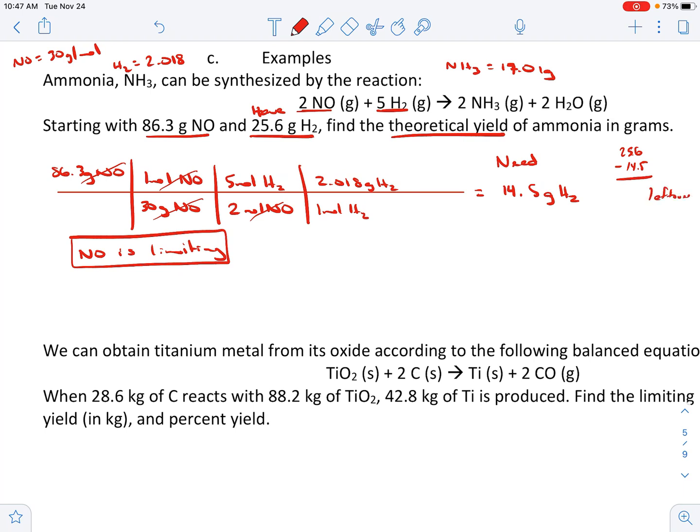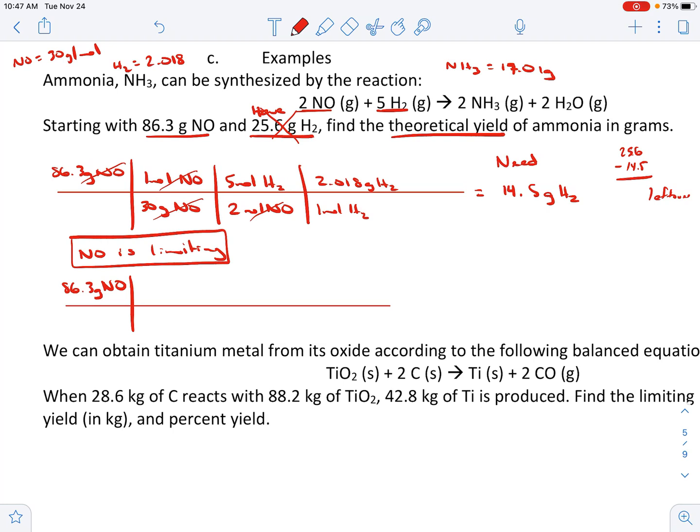All right, but it didn't ask that, but just helping you for future problems. Okay, so since NO is my limiting reactant, we can't use this 25.6 grams of H2 anymore because we know we have excess. So we'll go down here, 86.3 grams of NO. We're always going to use our limiting reactant to do further calculations.